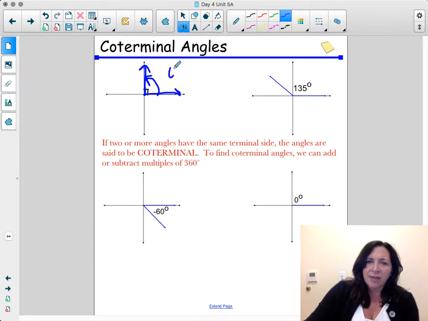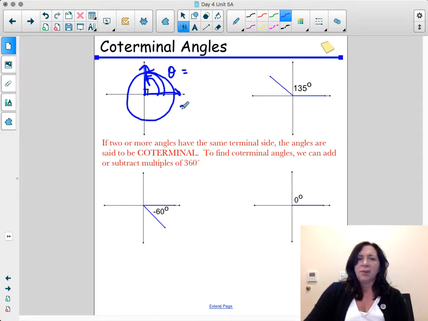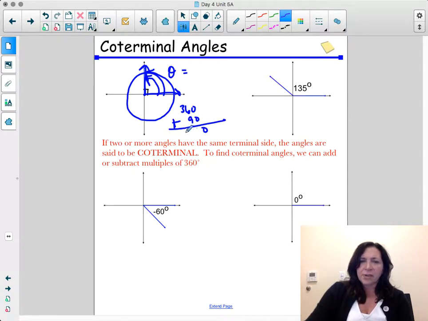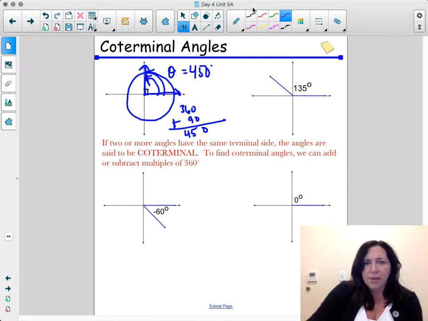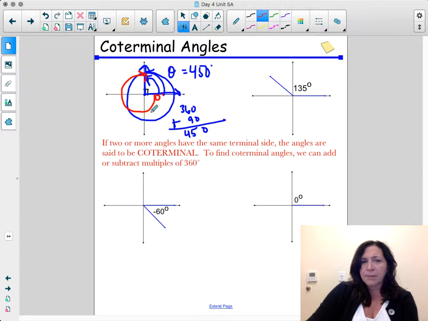So I could say theta could also equal, go all the way around once, 360, plus 90. So what's 360 plus 90? That's going to be 450 degrees. So theta could equal 450 degrees. What if I went the other way? Again, always start at 0 and go this way. What's 360 minus 90? Well, that's going to be 270. So another angle would be 270.